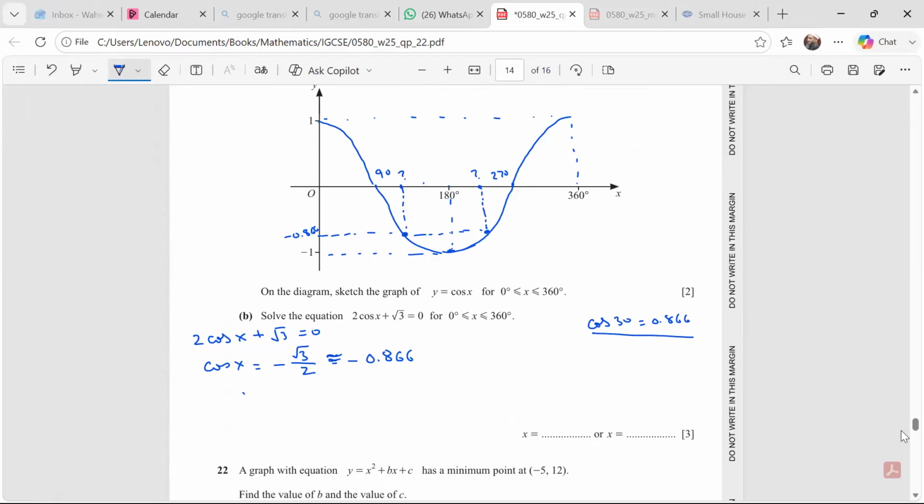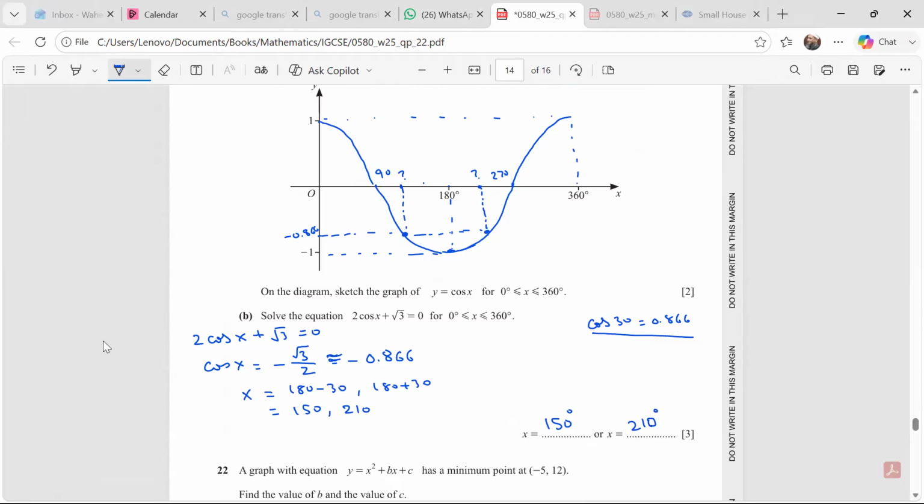So from here I learned that x is 180 minus 30, and the other answer is 180 plus 30. So the two answers are 150 and 210. These are the two angles which are the solution of this: 150 degrees and 210 degrees.